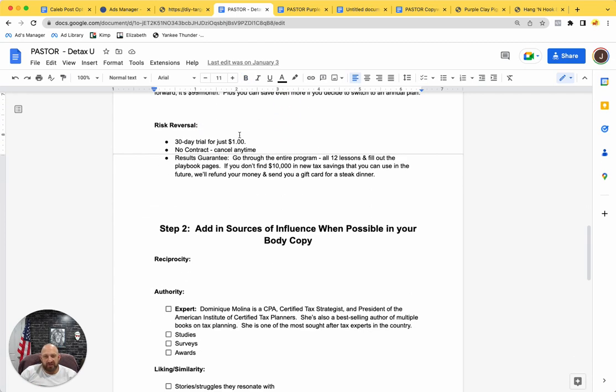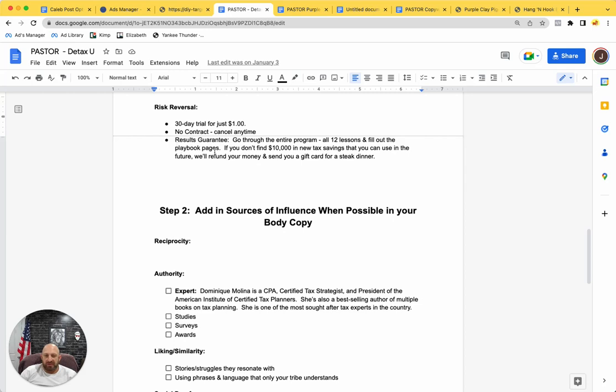Risk reversal, there's a 30-day trial. There's no contract. You can cancel anytime. Results guarantee. This is a good one. Go through our entire program, all 12 seasons, and fill out the playbook pages. If you don't find $10,000 in new savings that you can use in the future, we'll refund your money and send you a gift card for a steak dinner. I've given away 2 steak dinners out of 12,000 sales. Nobody does it, but it's putting my money where my mouth is, right?